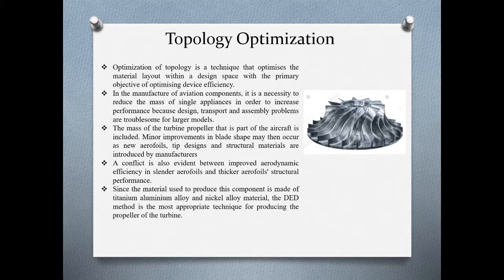Minor improvements in blade shape may then occur as new airfoils, tip designs, and structural materials are introduced by manufacturers. A conflict is also evident between improved aerodynamic efficiency in slender aerofoils and thicker aerofoil structural performance. Since the material used to produce this component is made of titanium aluminum alloy and nickel alloy material, the DED method is the most appropriate technique for producing the propeller of the turbine.